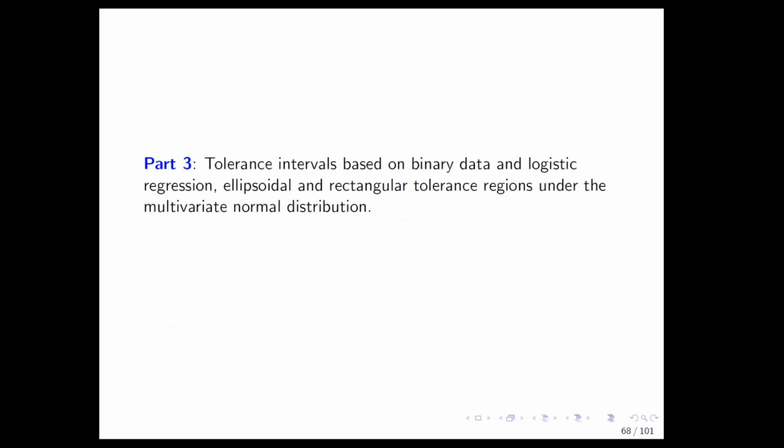So I'll first spend a little bit of time on the calculation of tolerance limits. So far we looked only at continuous distributions: normal, log normal, gamma, and non-parametric. We will now look at binary data, discrete data, assuming the logistic regression model, basically the binomial distribution, where the binomial probability P has the logistic structure. And we'll also look at some multivariate tolerance regions, ellipsoidal and rectangular, under the multivariate normal distribution only.